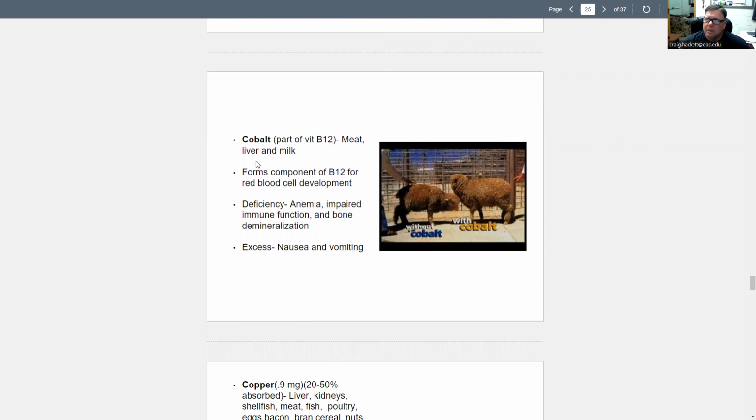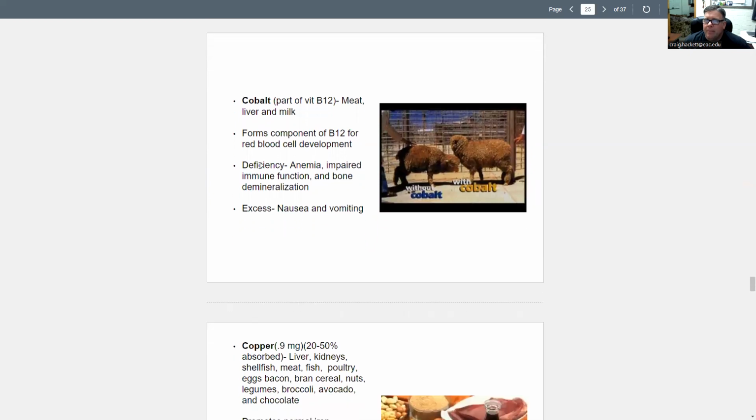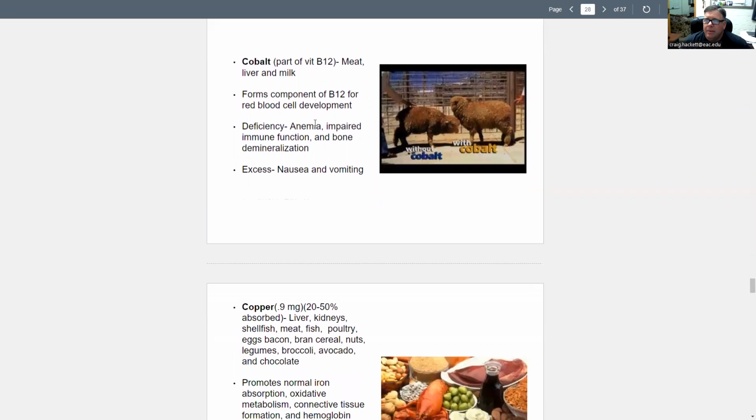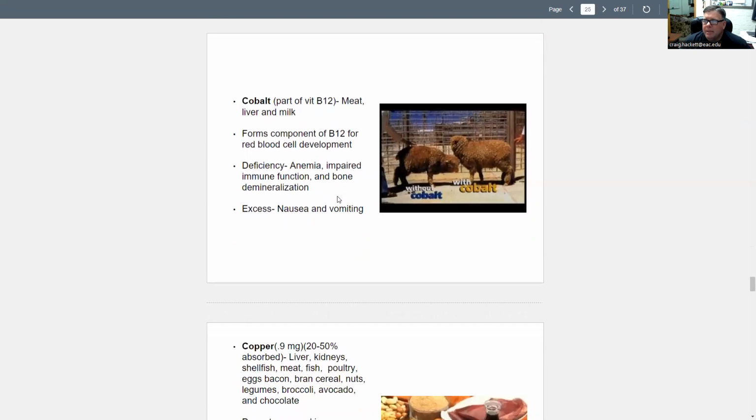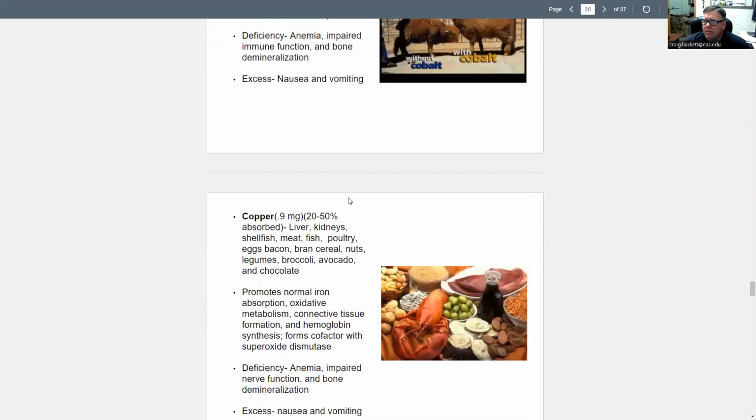So cobalt's pretty interesting. We don't need a ton of it, and we get it in most meats that we eat. It's part of that, like it says here, with vitamin B12. So we get a little bit of it each time. But once again, interesting studies with cobalt. We get enough of it.